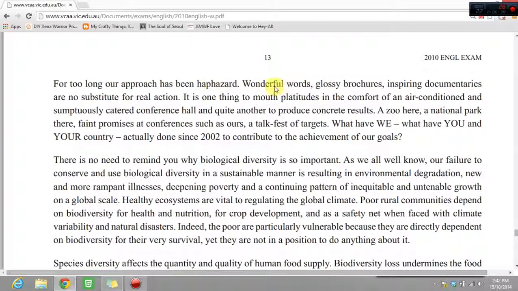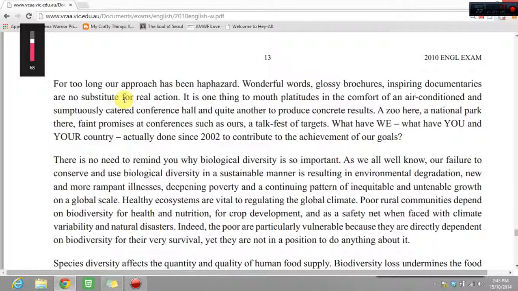We have a whole lot of adjectives here: wonderful, glossy, inspiring, but there's this great feeling that these adjectives are just superficial aesthetic statements. And they are juxtaposed with this notion of real action. So here, the author hopes to contrast superficial aesthetic actions with real, genuine actions.